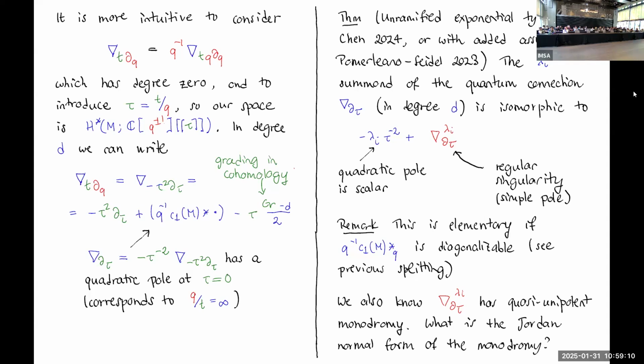I should say, if the quantum product with the first Chern class is diagonalizable, then there's again an elementary proof of this, power by power. It's kind of easy because you're saying that the quadratic pole order term is a direct sum of multiples of the identity, and it's semisimple, that's already the case.